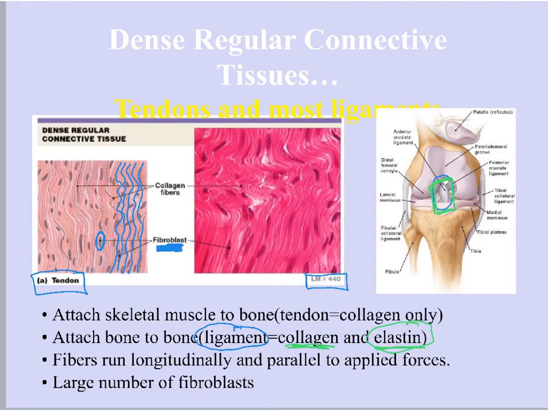Imagine if a ligament was just made of collagen fibers. You'd have a really strong connection between two bones, but you might not be able to bend at that joint, right? We've got to have elasticity or mobility at our joints. And so the elastic fibers in those ligaments allow for increased mobility at our joints.